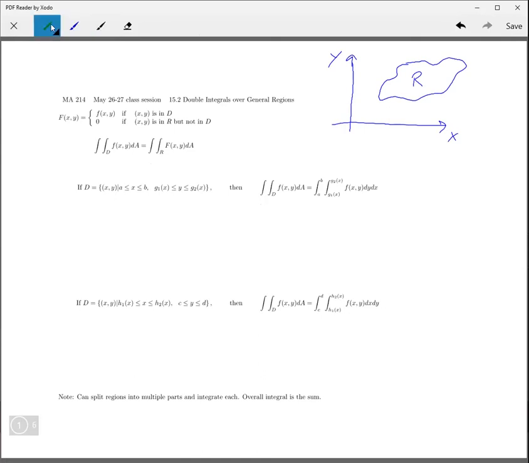Okay, and we'll say this is R. So what you would do, no, that's not R. What am I thinking? That is D.